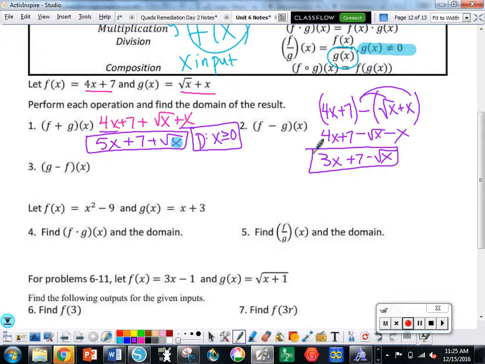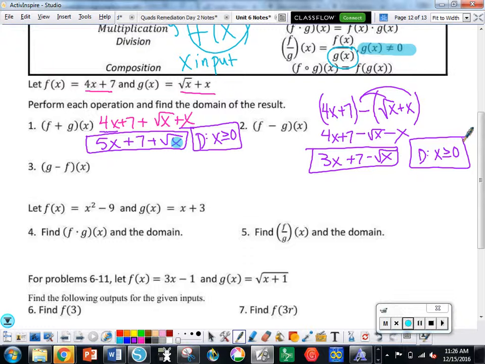Now, is there a domain restriction on any of those numbers? Yes. The square root of x means the only x values I can plug into this and get a real answer is when the number is bigger than or equal to 0.